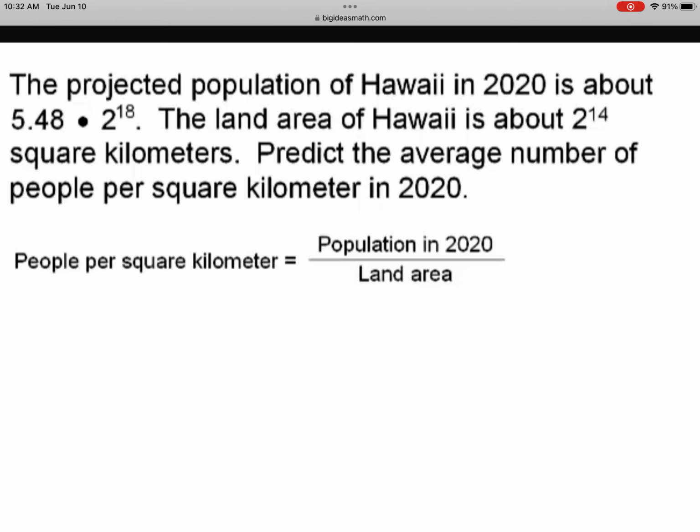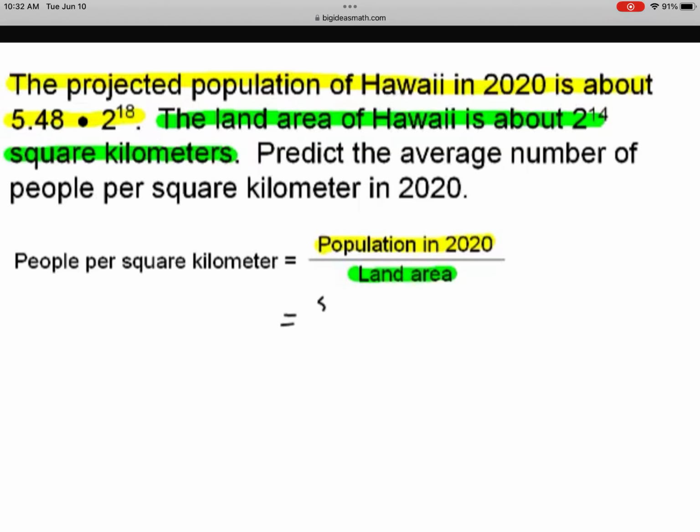Let's look back at the word problem to find the information we need for this model. The word problem says that the projected population of Hawaii in 2020 is about 5 48/100 times 2 to the 18th. This matches the population in 2020. The word problem also says that the land area of Hawaii is about 2 to the 14th square kilometers. This matches the land area. Substitute these values into the equation.